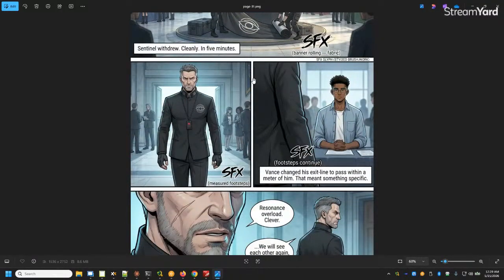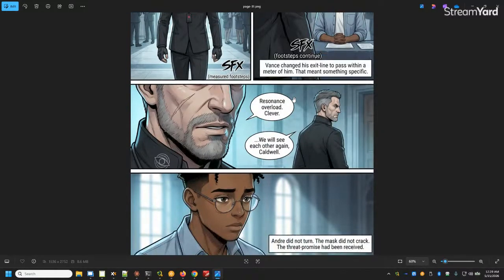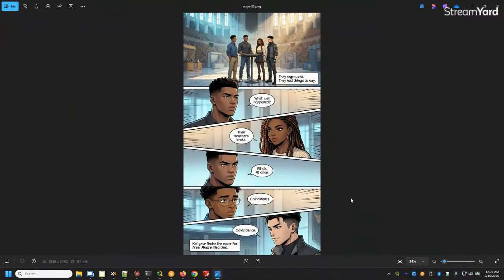Okay. Vance changed his exit line to pass within a meter of him. That meant something specific. Resonance overload. Clever. We will see each other again, Caldwell. Andre did not turn. The mask did not crack. The threat promise had. I have no idea what the resonance does. If I had to guess, like the scanners, the resonance probably destroyed the scanners.